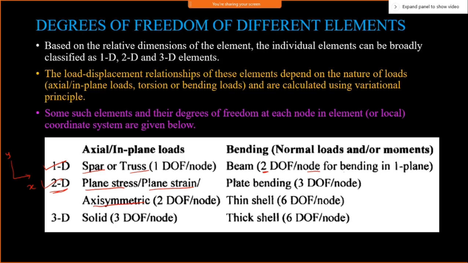In this case, if you look into plate bending or something similar, along with the displacement we have to provide a rotation theta also. Then it becomes 3D, so that is 3 degrees of freedom per node.